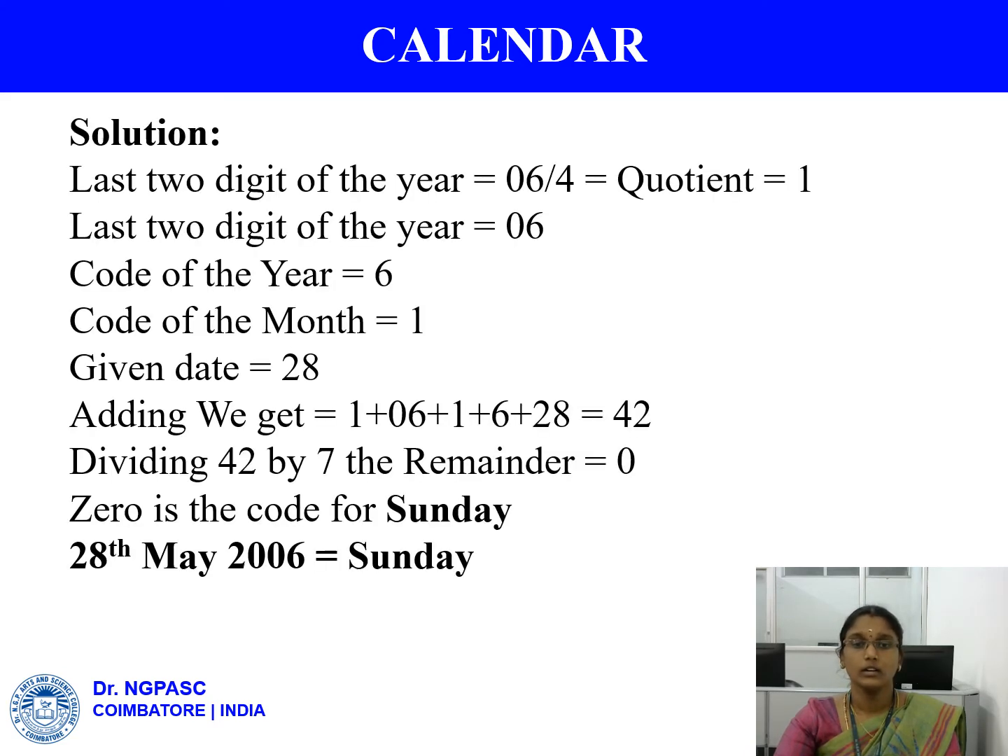First, we have to take the last two digits of the year. What is the year? 2006. Here the last two digits are 06, so 6. 6 divided by 4. We have to take the quotient.